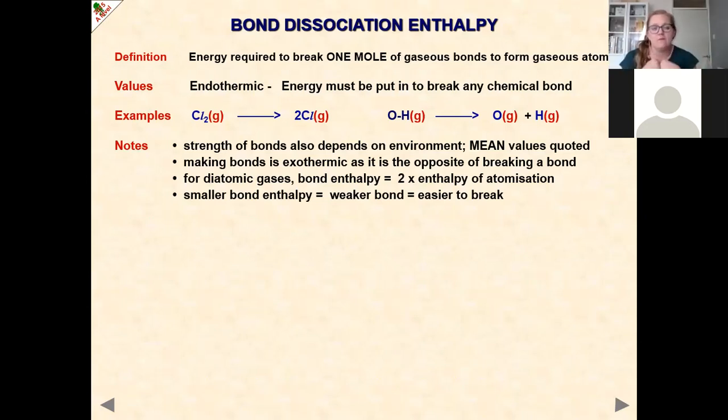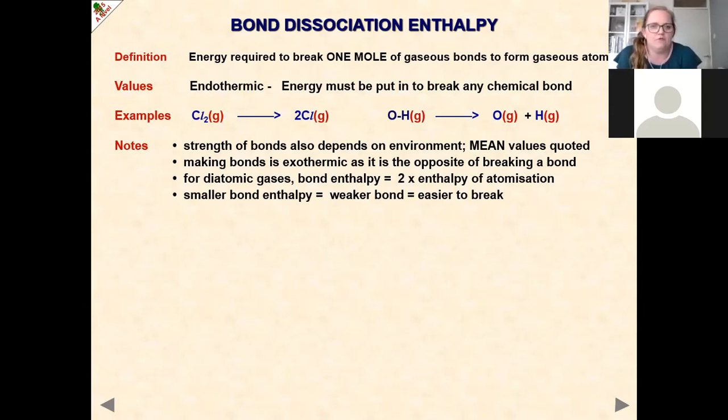So the strength of our bonds also depends on the environment. What we do in these situations is you'll be given bond formation tables again, similarly to when we talked about Hess's law. And these are mean values quoted. If the environment's different, then we're talking about things like temperature, pH, the strength of the bonds can differ. So we talk about the mean values.